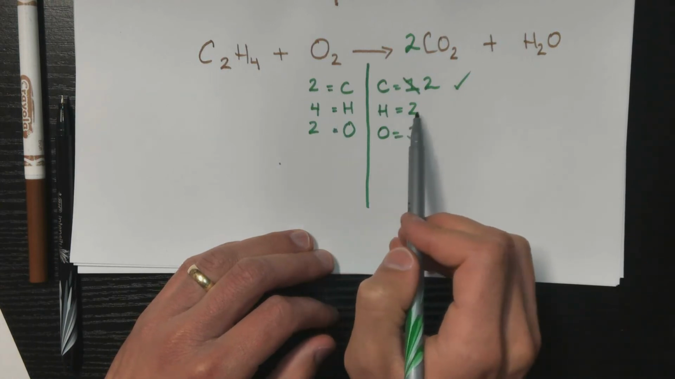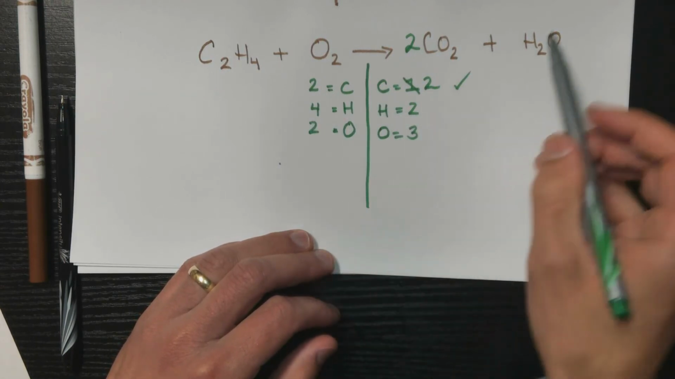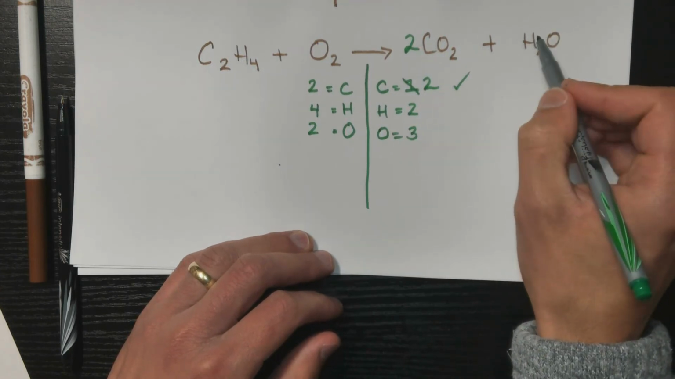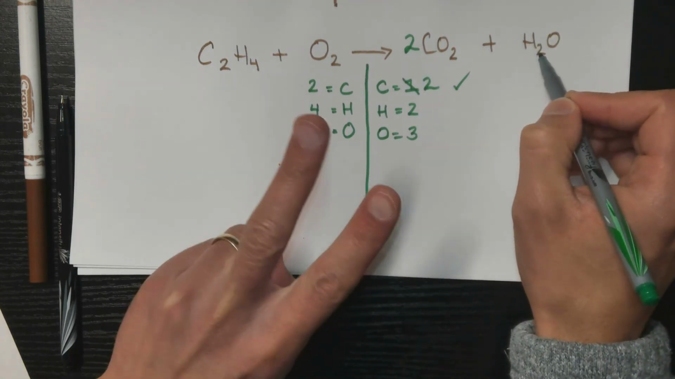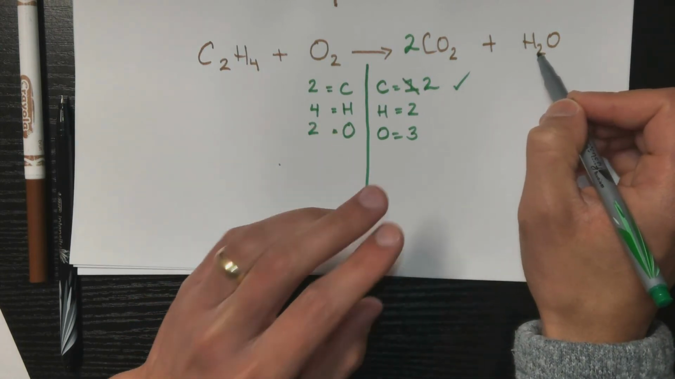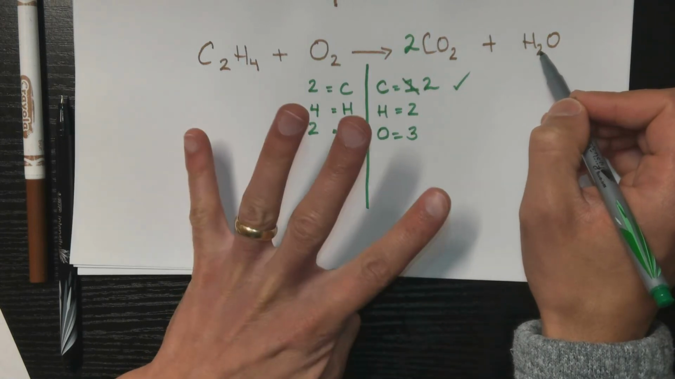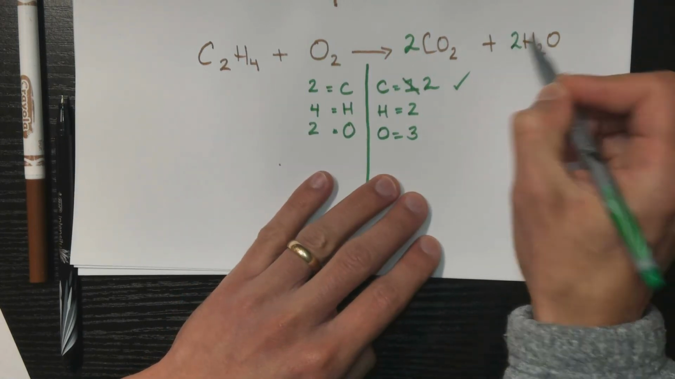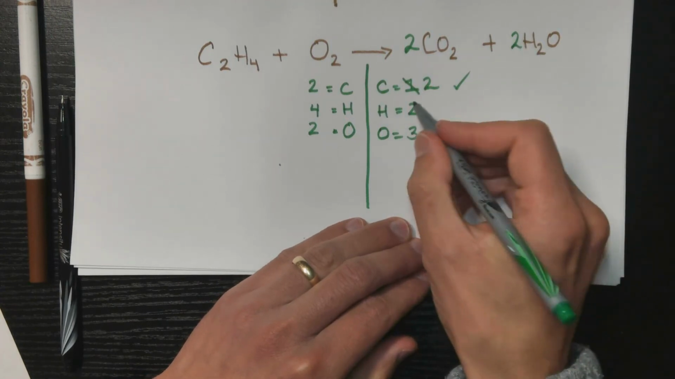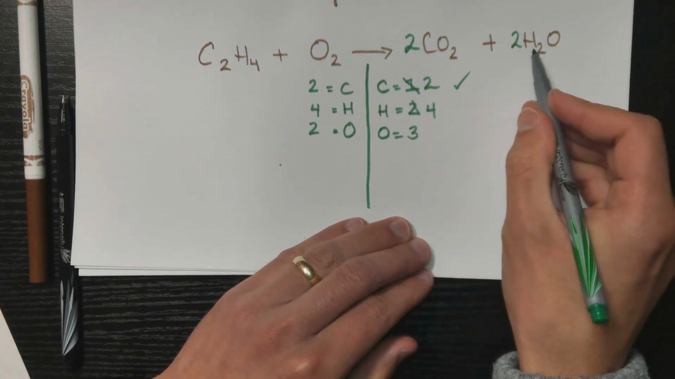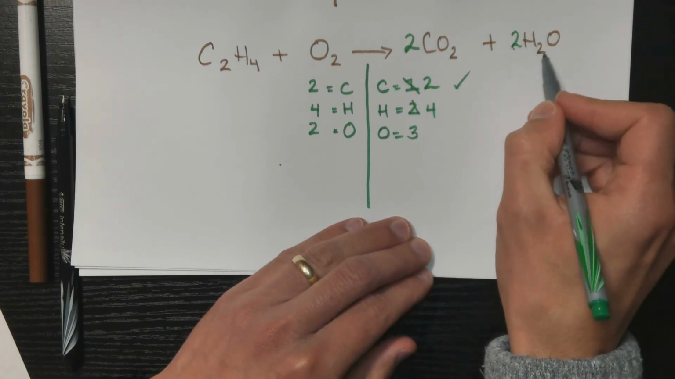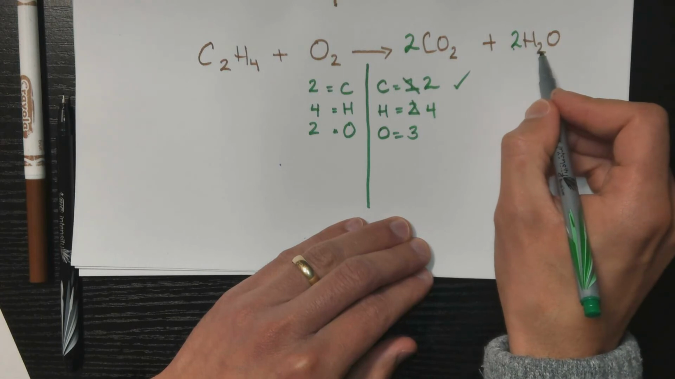I need to add 2 hydrogens to get to 4. How can I do that? Well, now I have to think, okay, I have a water molecule with H2. There are 2 hydrogens in this molecule. If I had 2 molecules of water, I would have 4 atoms of hydrogen. So I put a 2 in front and I'll get 4. Another way to think about this is that it's 2 times whatever is in the subscript. 2 times 2 in this case is 4.